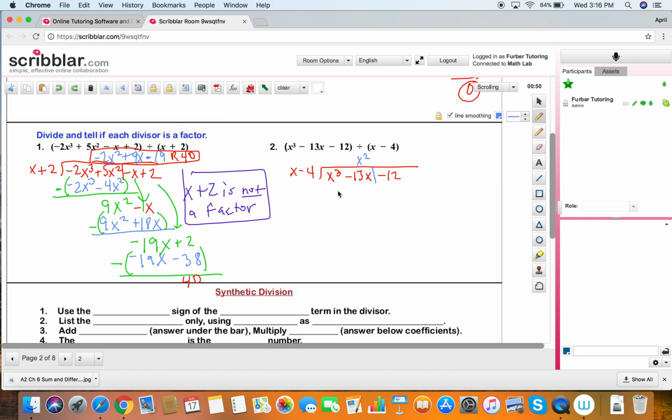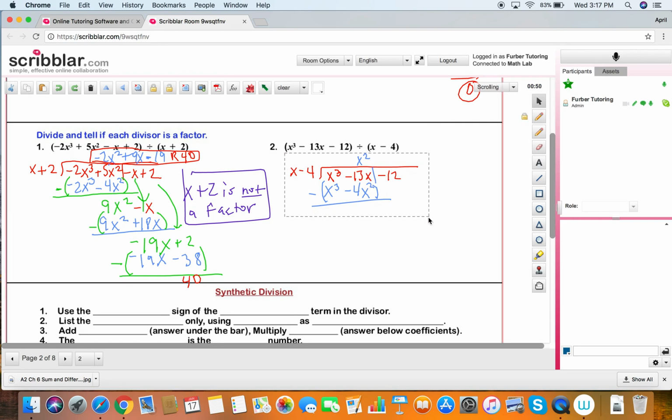So watch what happens when I try to multiply x squared with each of these. X squared times x is x cubed. That one's okay. Watch what happens next. X squared times negative 4 is negative 4x squared. We got a problem here. I can't subtract these because I can't subtract 2 terms that are not like terms. I can't do negative 13x minus negative 4x squared. Those are 2 different terms. So we've got a problem, and that problem is they skipped the x squared place.